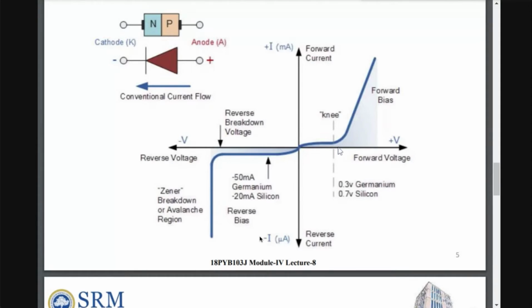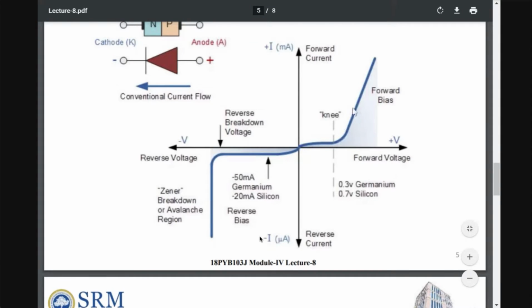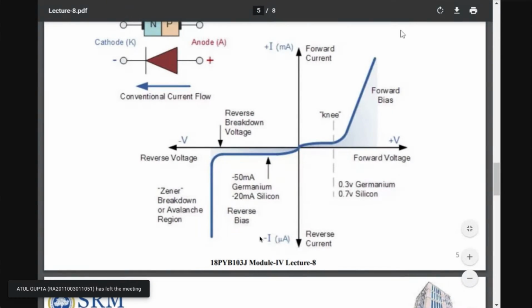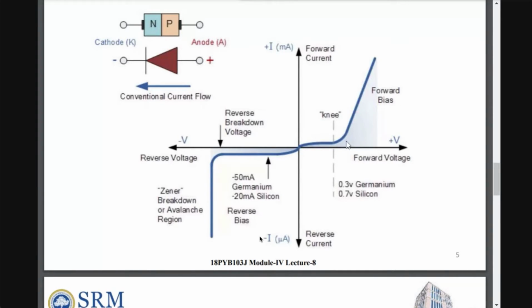See here, with a small variation in the voltage, suddenly the current will increase like this, immediately. Up to that point the current increases only slowly. After the applied input voltage exceeds the potential barrier, the forward current increases, and an enormous amount of current flows once the input voltage reaches some point.